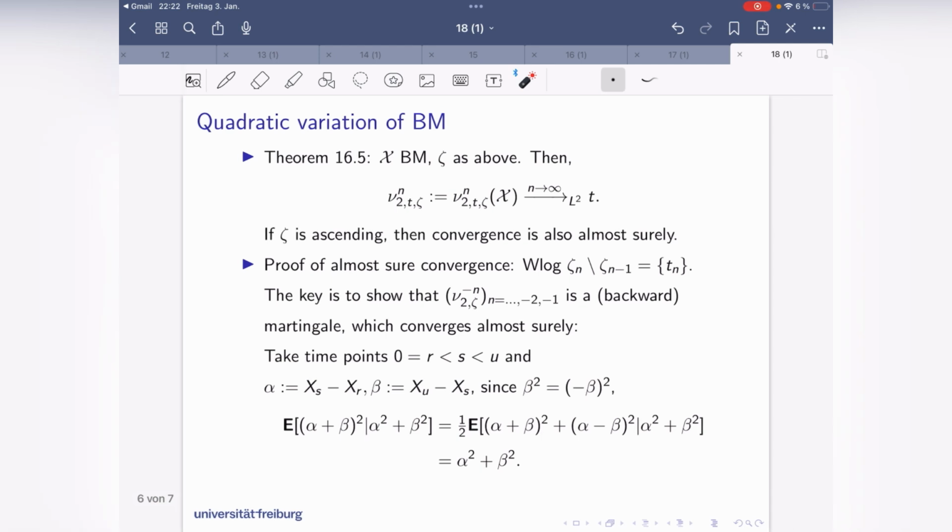For the almost sure convergence, that's actually a very nice proof, but I invite you to look that up in the manuscript, because it's a bit tricky. Here is an instance of a backward martingale.